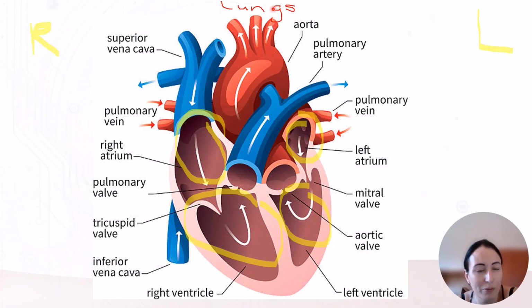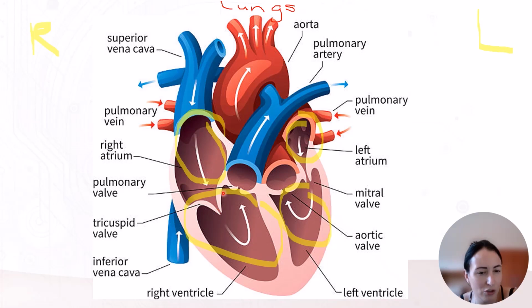Okay, and then it needs to move from the lungs back into the heart. So now it comes back into the heart via the pulmonary vein. You see the pulmonary vein, and this blood is oxygenated and it moves back into the left atrium, and then we start again. So the blood moves from the left atrium through the mitral valve into the left ventricle, through the aorta, to the whole body, and then it returns to the heart via the vena cava, enters the right atrium, moves from the right atrium into the right ventricle.